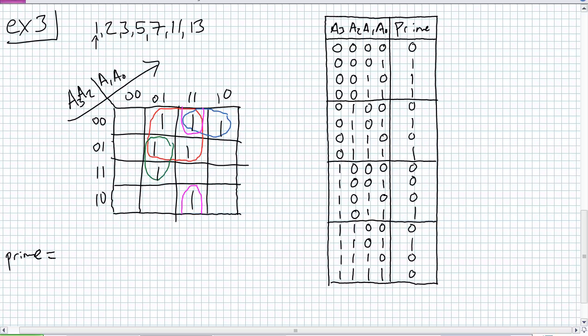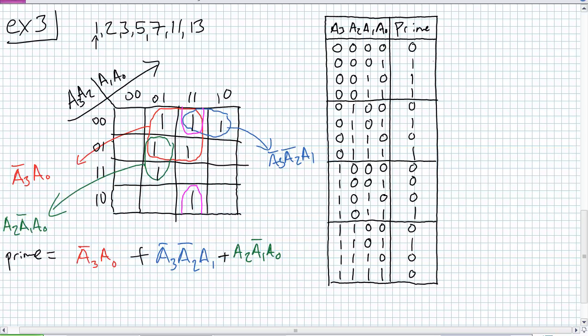And I'm going to come up with the following. For the first group of 4, it should be not A3 ANDed with A0, excuse me. Let's go ahead and try for the blue. What I'm getting for the blue product term is not A3 ANDed with not A2 ANDed with A1. Okay, let's go ahead and try for the green term. The green product term is A2 ANDed with not A1 ANDed with A0.